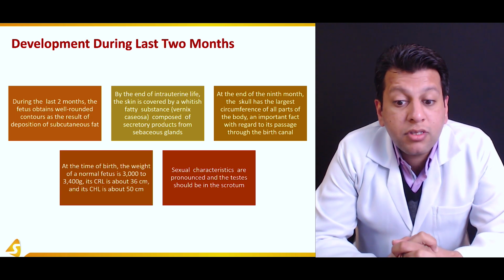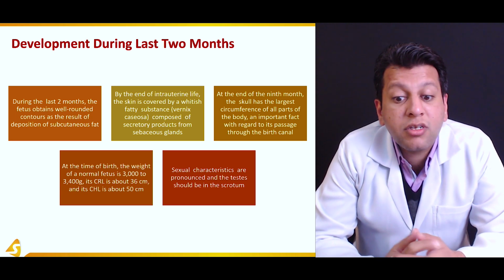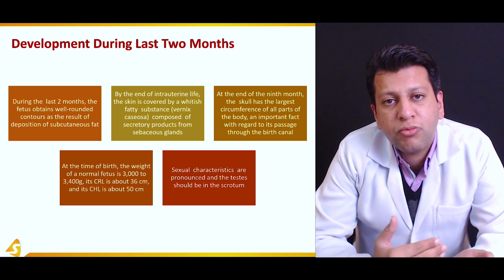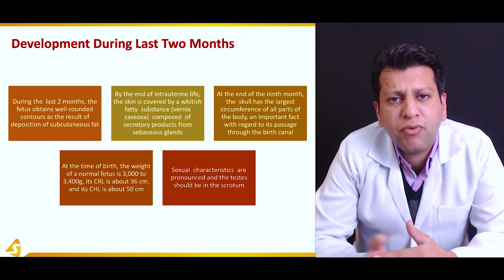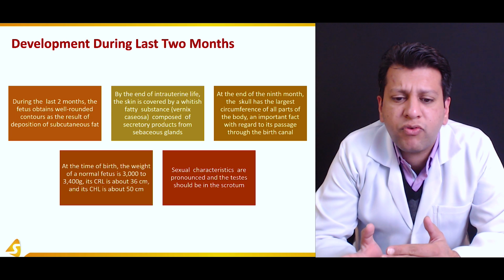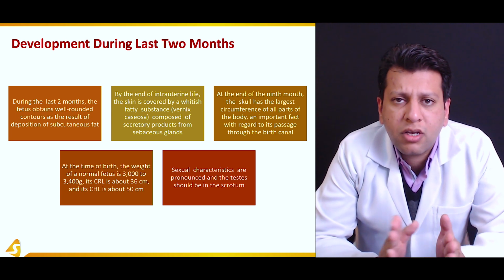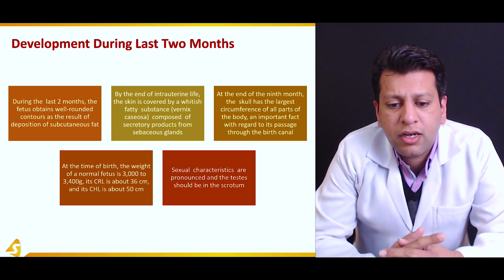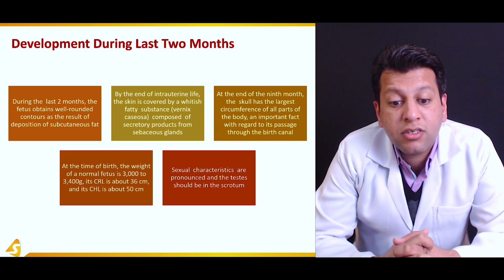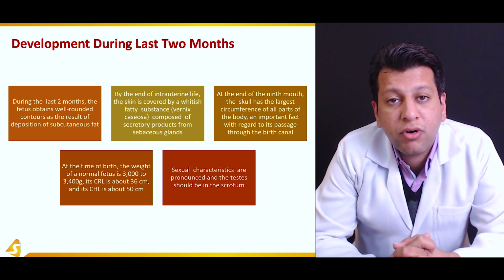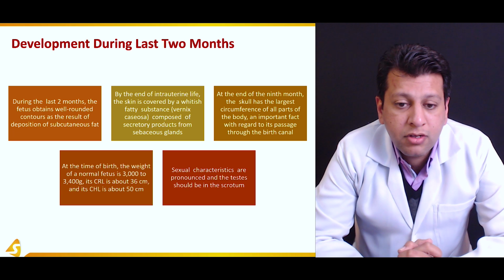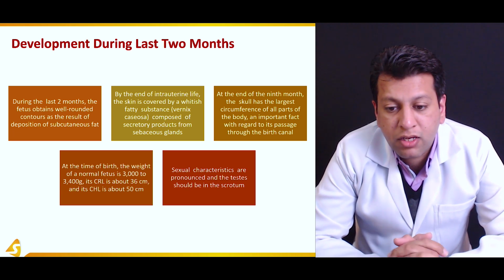At the time of birth, the weight of a normal fetus is, as I told you, within the normal limit of 2.5 to 3.5 kg. Some books take it as 3 to 3.4 kg, but this varies according to the region. Its crown-rump length is about 36 centimeters, and the crown-heel length is about 50 centimeters at that time. These are the normal values which we take.